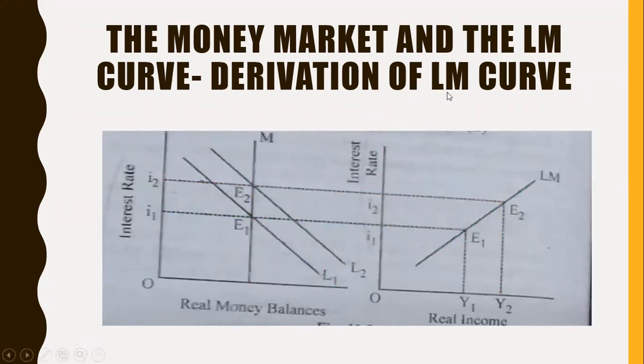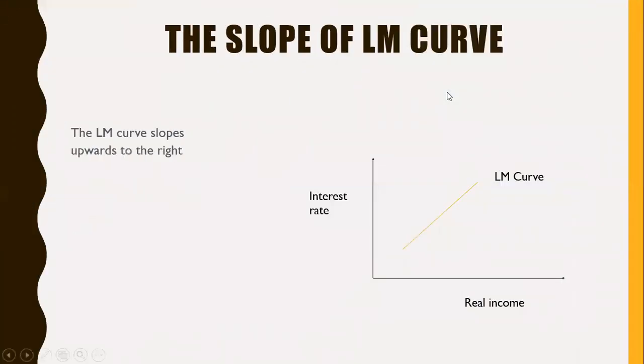After considering derivation of LM curve, we consider slope of LM curve. What is the slope? It is sloping upwards, right? Upward sloping है. क्यों ऐसा हुआ? इनकम बढ़ा, इनकम बढ़ने के साथ इंटरेस्ट रेट बढ़ा. Okay, what is the reason behind? We have seen in earlier slide.